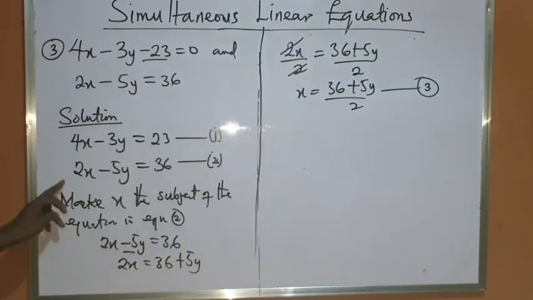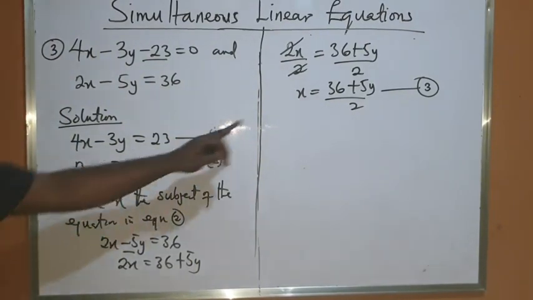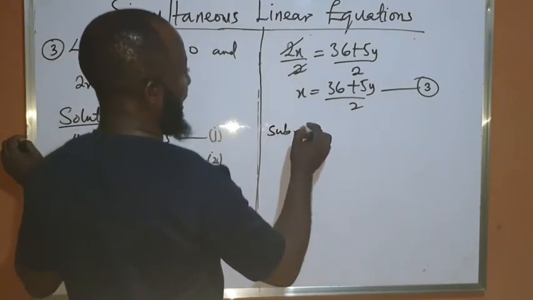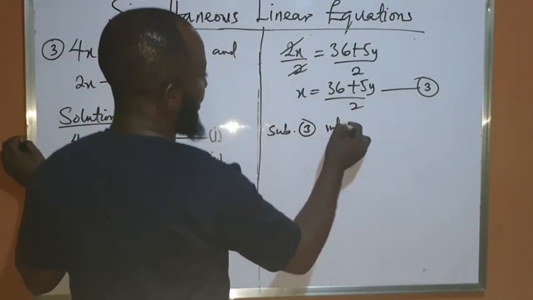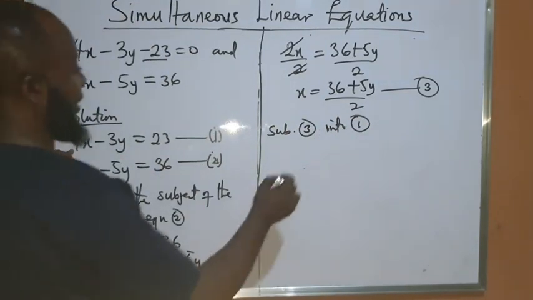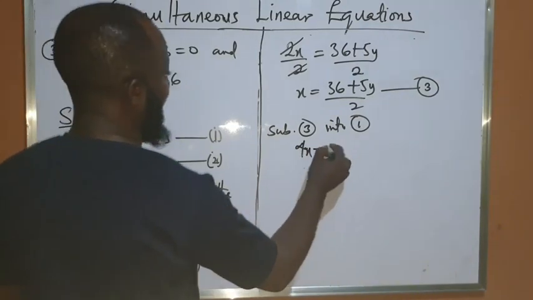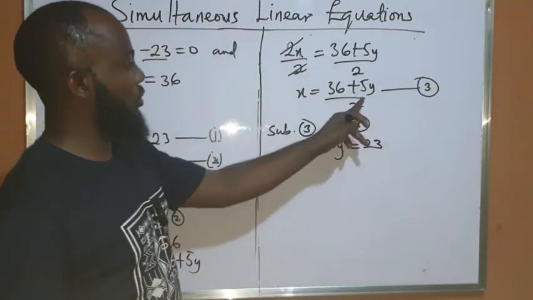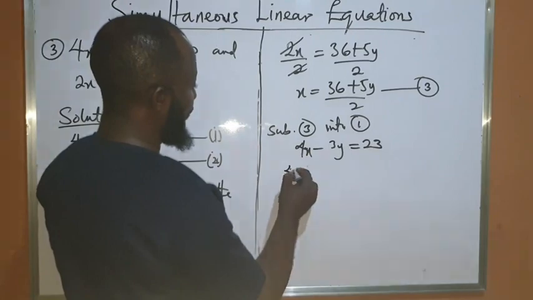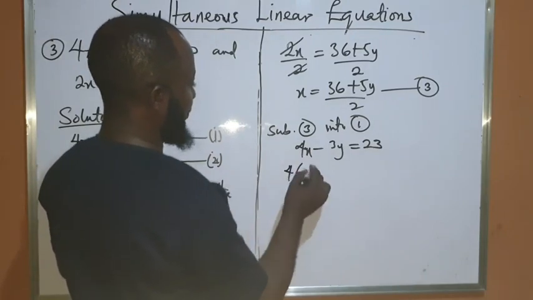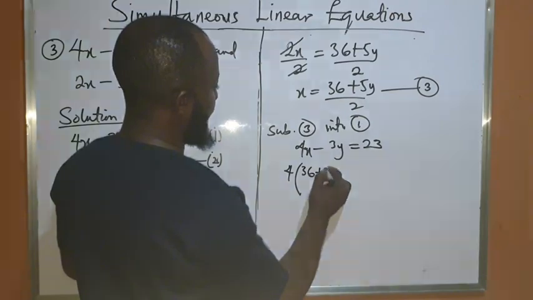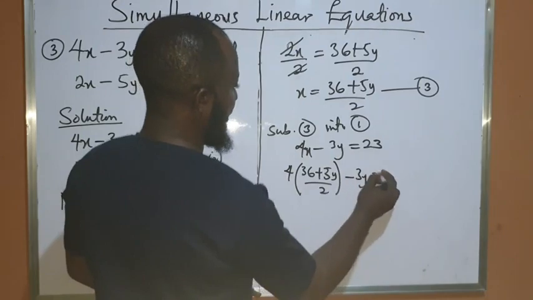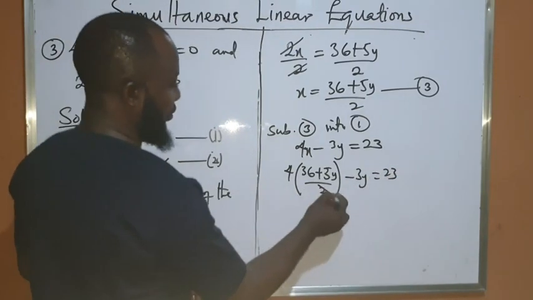We know we made equation 3 from equation 2. We now substitute 3 into equation 1. So we write out 1, that is 4x minus 3y equals 23. Wherever we see x, this is what we're going to put. So we're going to have 4 into brackets x, which is 36 plus 5y all over 2, minus 3y equals 23. So 2 here 1, 2 here 2.